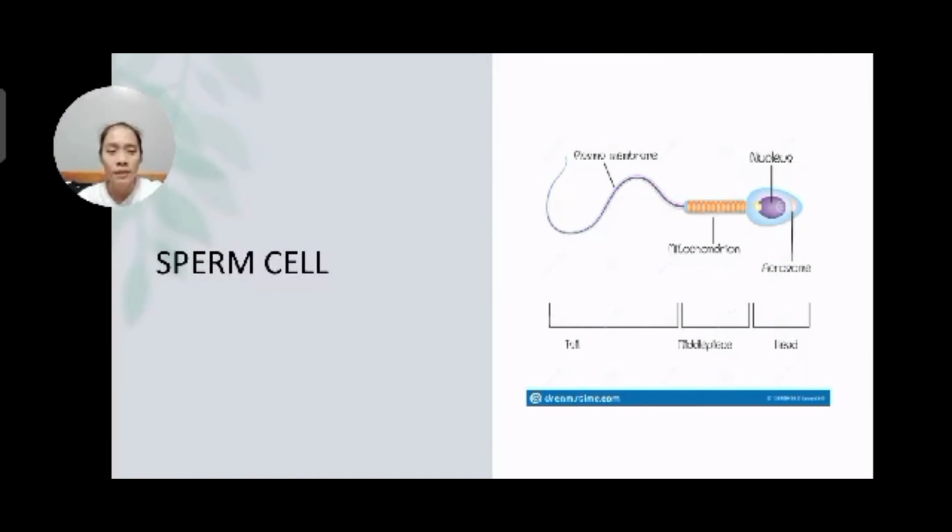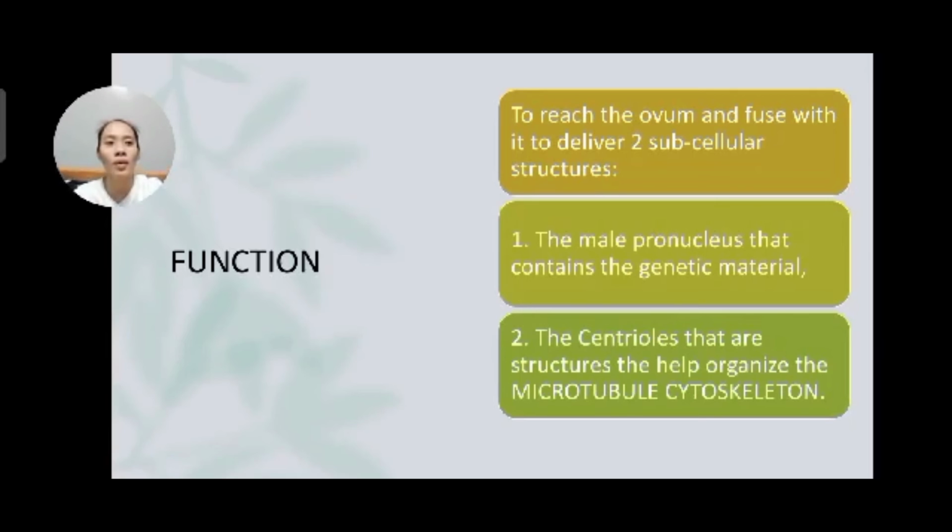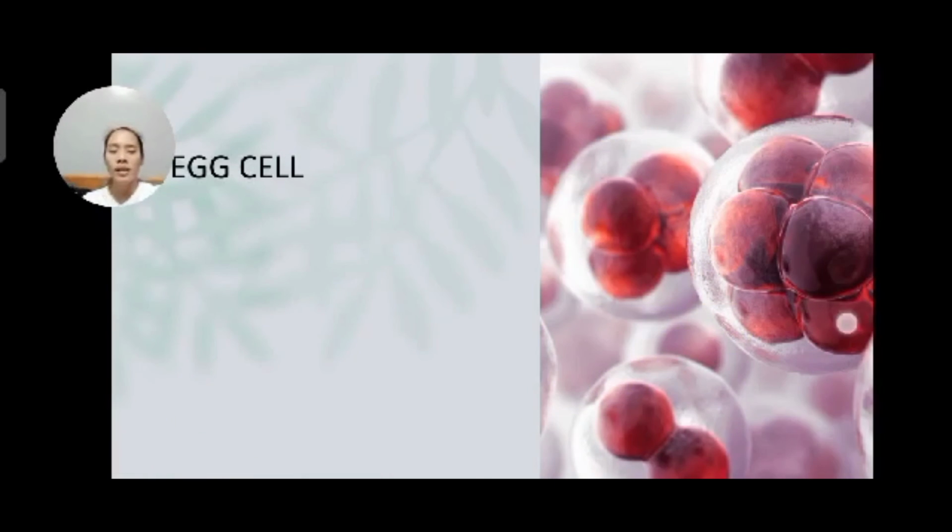So, sperm cell. A sperm cell is divided into 3 parts: head, middle piece, and tail. In the head, we find the nucleus and acrosome. In the middle part, there is a mitochondrion, and the plasma membrane in the tail. The function of the sperm cell is to reach the ovum and fuse with it to deliver 2 subcellular structures. First is the male pronucleus that contains the genetic material, and the centrioles that are structures that help organize the microtubule cytoskeleton.